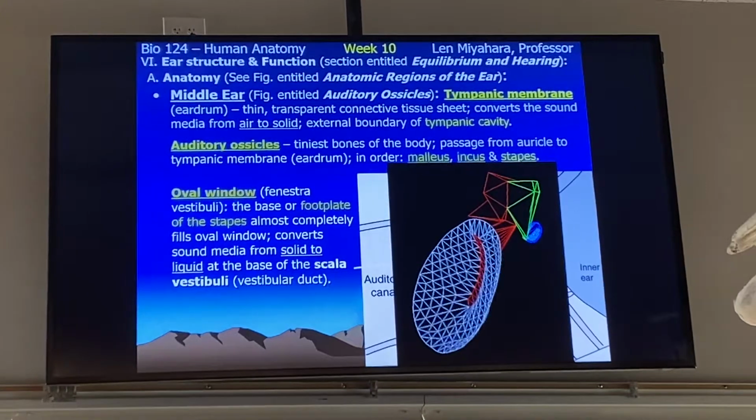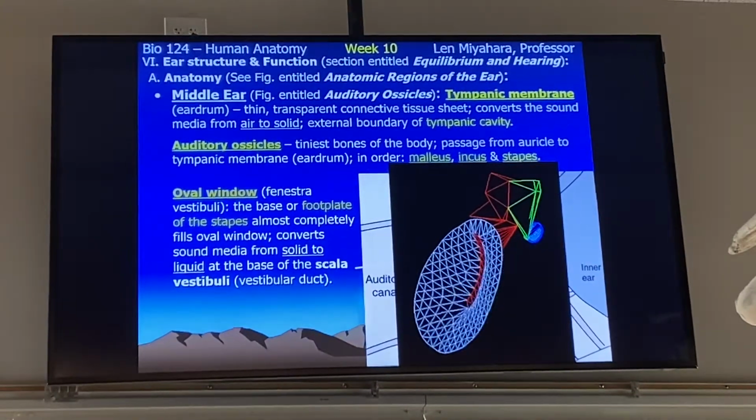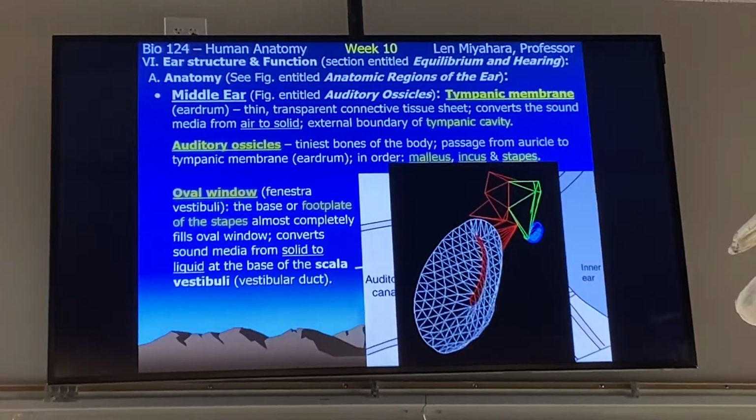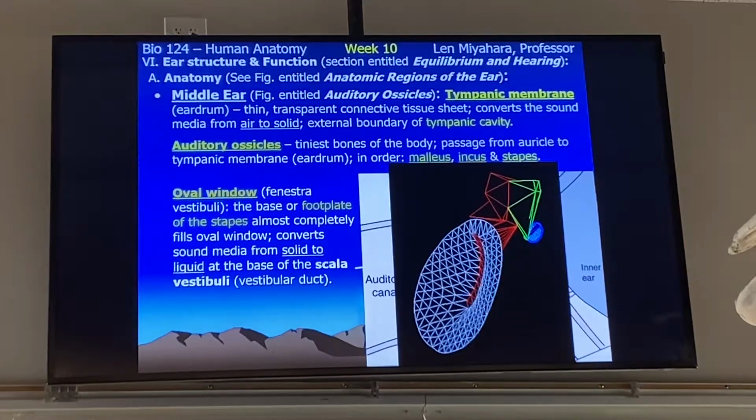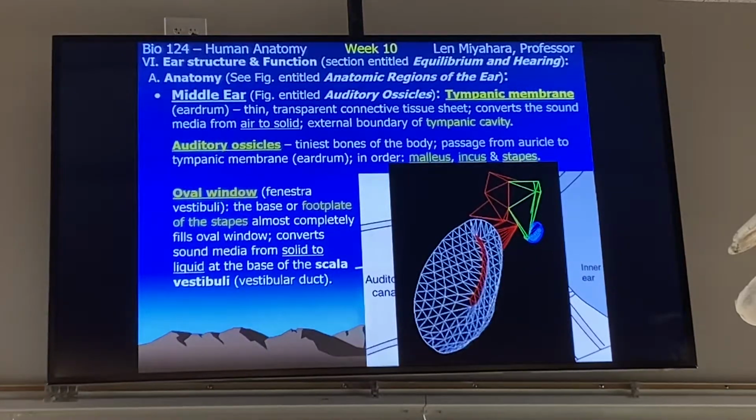We're going to continue on with the ear now. Last lecture we covered the eye. I want to contrast the neural pathway between vision and hearing. So this was what was on the whiteboard last week, Tuesday, neural pathway for vision.